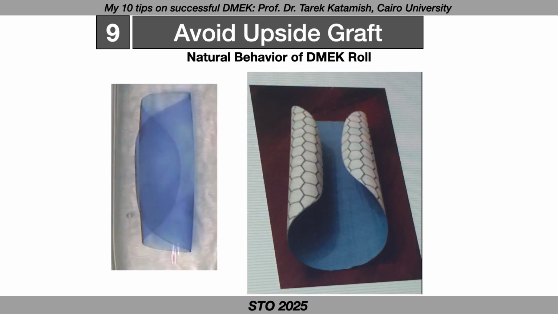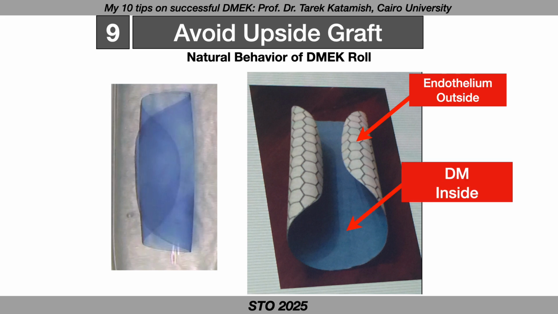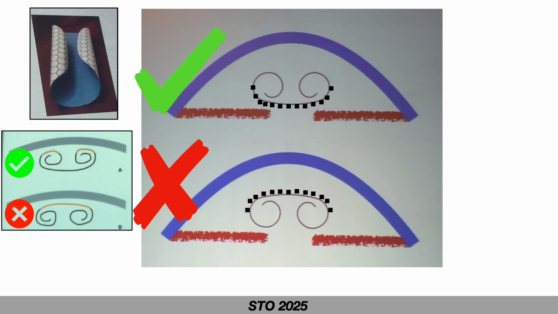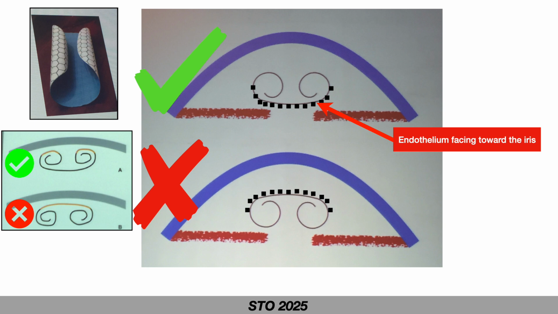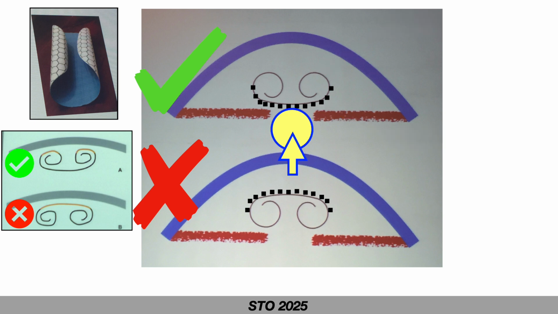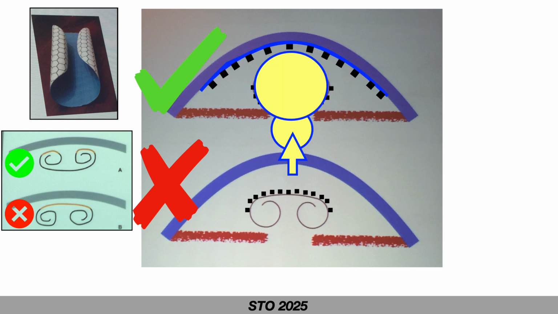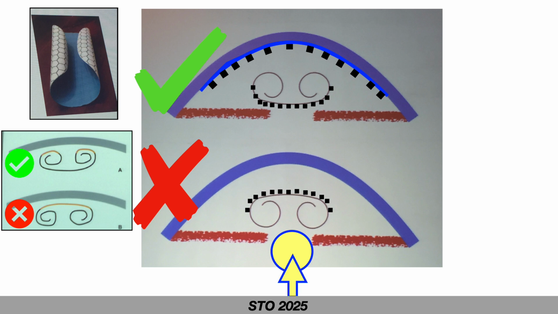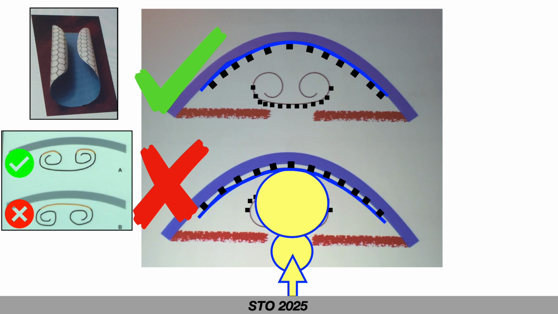The natural behavior of any DMEK roll is that it has the endothelium outside and Descemet membrane inside. So this is the proper orientation of the DMEK roll inside the anterior chamber, the endothelium facing toward the iris, and the tissue scrolling up toward the stroma. So after you inject air, you will have the DMEK graft in the proper orientation. But if you inject the DMEK roll in the other orientation, as in this example, you will have an upside down graft and failure of your operation.